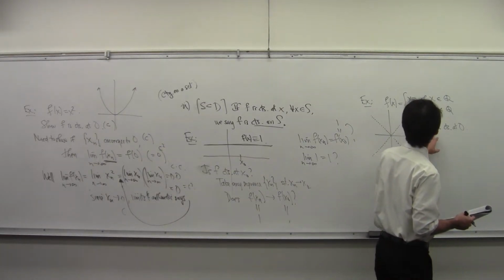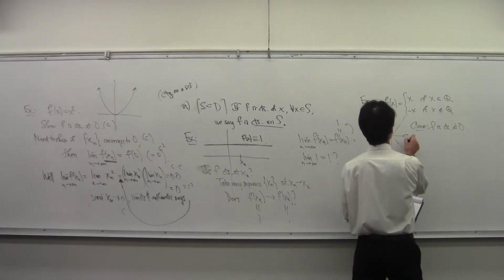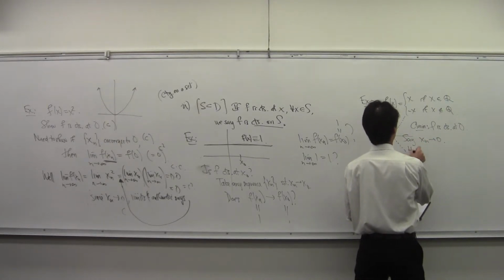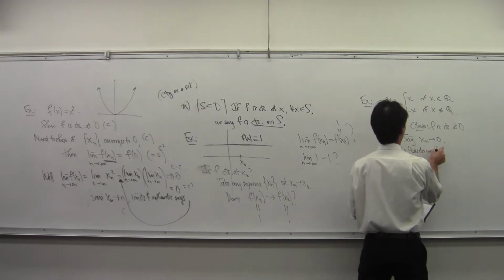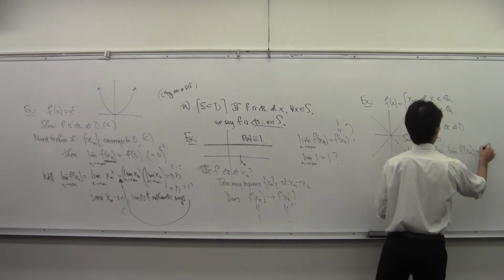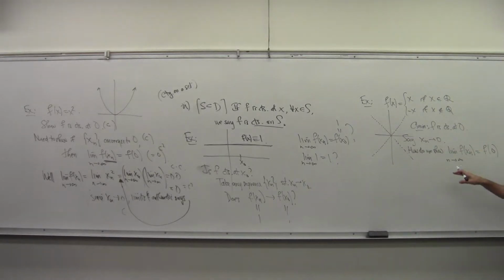Okay. Now, how about this guy? We want to show that. So suppose xn goes to 0. How do we show that the limit of f of xn equals f at 0? f at 0 is just 0, because 0 is a rational number. I mean, even if it weren't, we'd still get negative 0, which is 0. How do we show that the limit of f of xn is that?